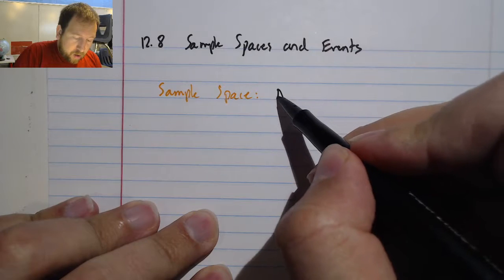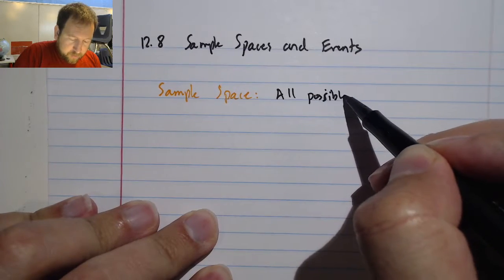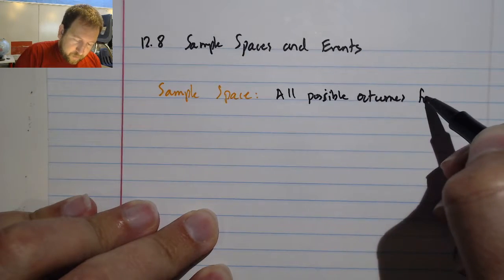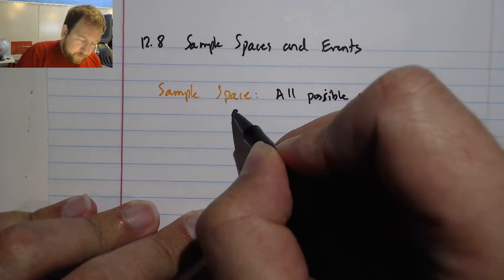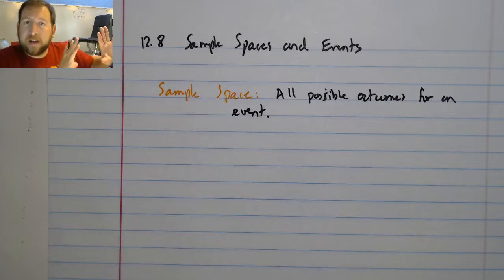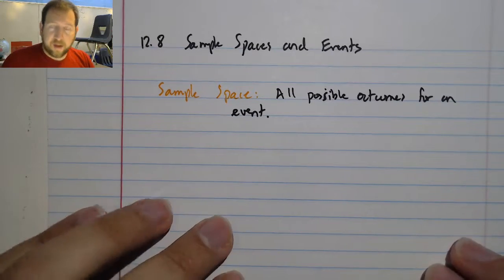So all possible outcomes for an event. It's kind of like, I'm not interested in how you got to the answer, but I just want to see all of the possible events. Take a look at it.